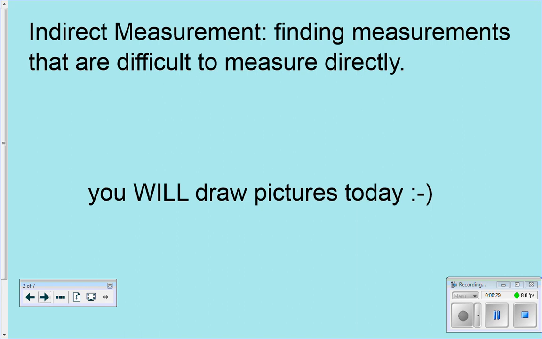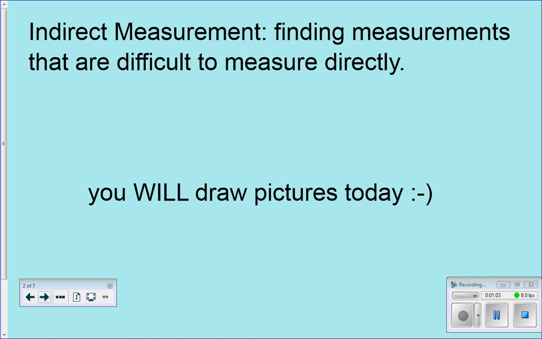So we're going to talk about how to find something that's missing, like a measurement, a shadow or something like that. Right, but it's still in proportion. If I measure both of them, they should reduce to the same thing. They're in proportion. They're kind of like a scale factor, right? So with indirect measurement, we're going to be finding measurements of things that are difficult to measure by using things around it, by using what we have.